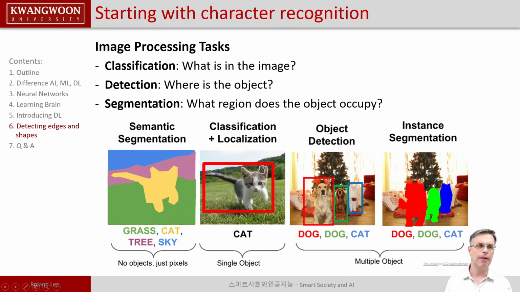Again, image processing tasks: classification, what is in the image; detection, where is the object; segmentation, what region does the object occupy. So here, segmentation, what region is occupied, then here classification and localization, so what is in the image, a cat. Here again, object detection, dog, cat, so multiple objects are here, and the segmentation shows where they are.